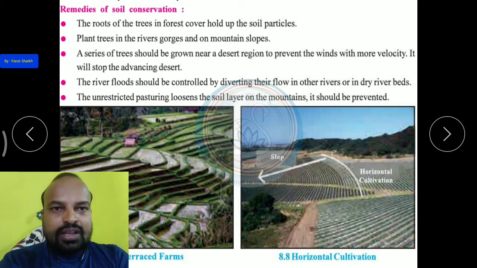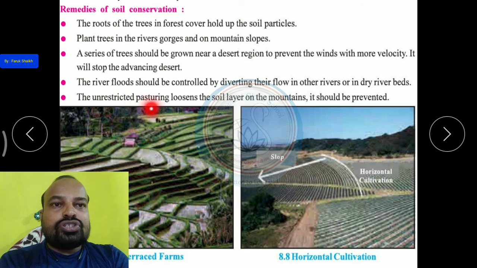Then, the overgrazing posture that loosens the soil layer on the mountain should be prevented.